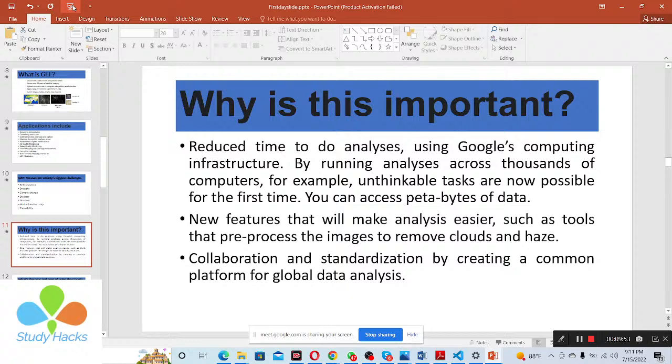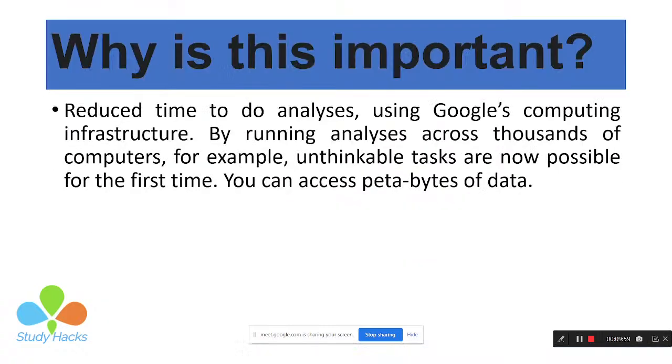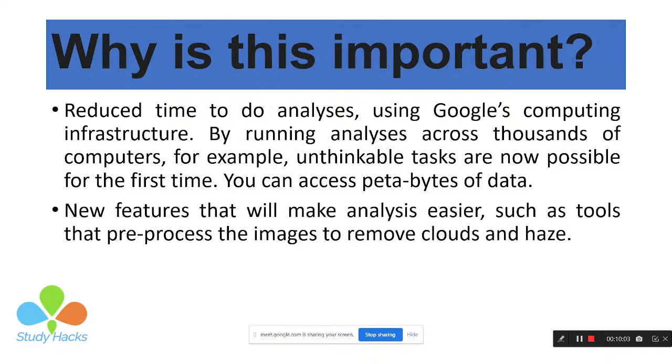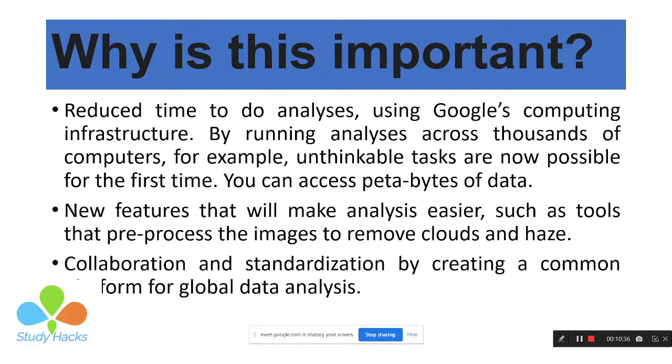So finally, it's important because it reduces the time of our analysis, and then it has some new features. This feature will help you remove cloud and haze from your satellite imagery. Sometimes when you work with rainy season or wet season satellite imagery, you can see some cloud and haze in your satellite images. In this case, the Google Earth Engine platform has a new feature. When you use this new feature, the cloud and haze are easily removed from the satellite imagery.